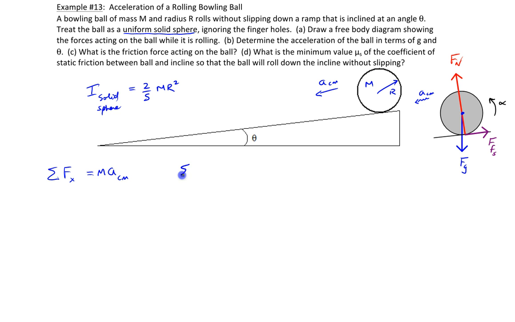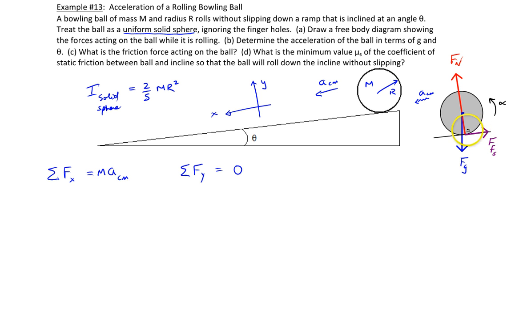We can also apply the sum of the forces in the y direction, and hopefully you can visualize that if we look along our y-axis, there's our y-axis and there's our x-axis. There is not going to be any acceleration vertically because we've tilted our axes. Remember, our x-axis is down the ramp and our y-axis is perpendicular to the ramp. So what forces are acting on it along the x-axis?